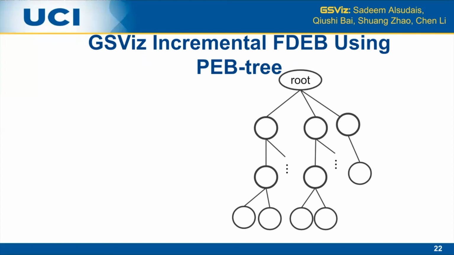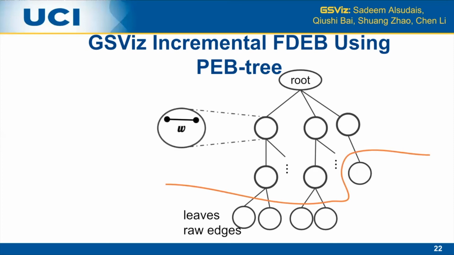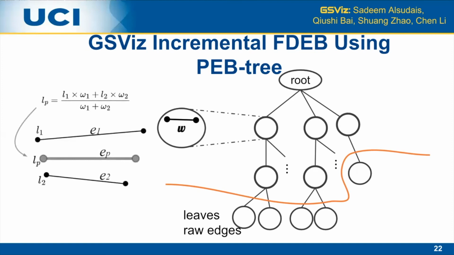I will first explain the structure of the tree, then I will explain how to use it. The leaf nodes are the raw edges in the graph. Each internal node has an edge and a weight. The edge is the weighted average of the edges in the nodes under it, and the weight is the number of edges under it.